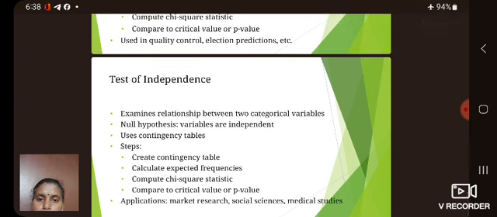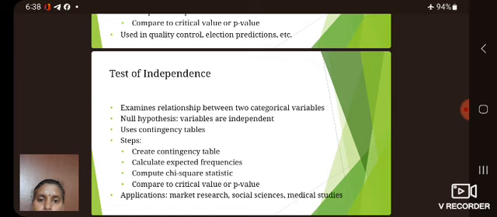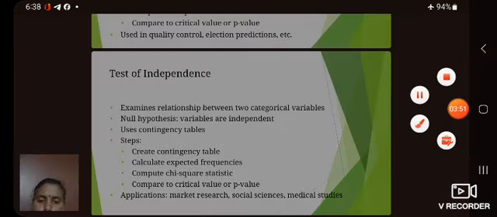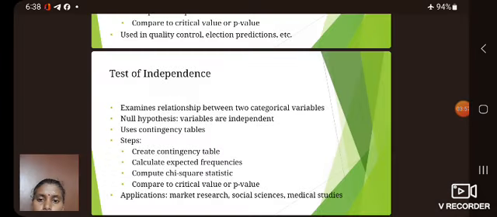Next we see the test of independence. It examines the relationship between two categorical variables. The null hypothesis states that the variables are independent. It uses a contingency table. Steps: create a contingency table, calculate expected frequencies, compute chi-square statistic, compare to critical value. Applications are market research, social sciences and medical studies.